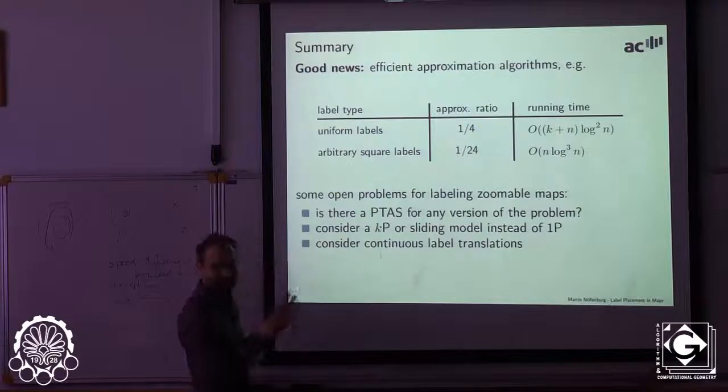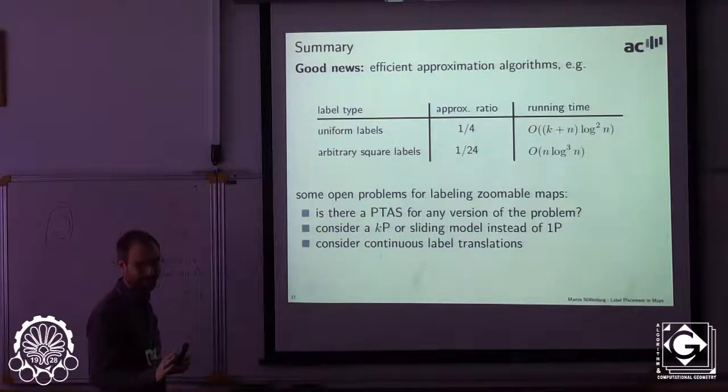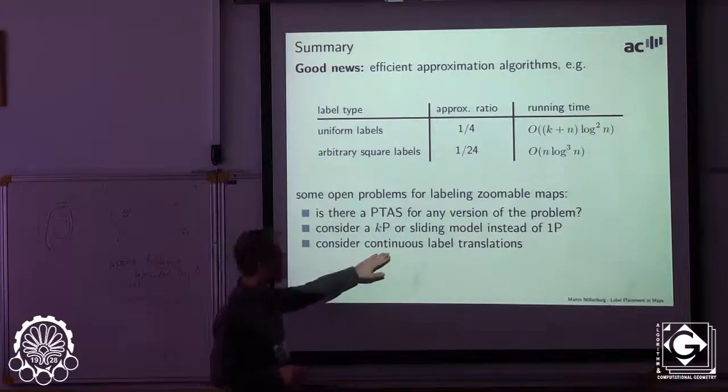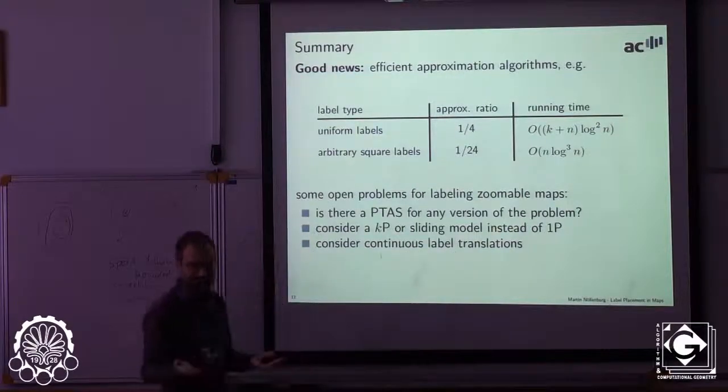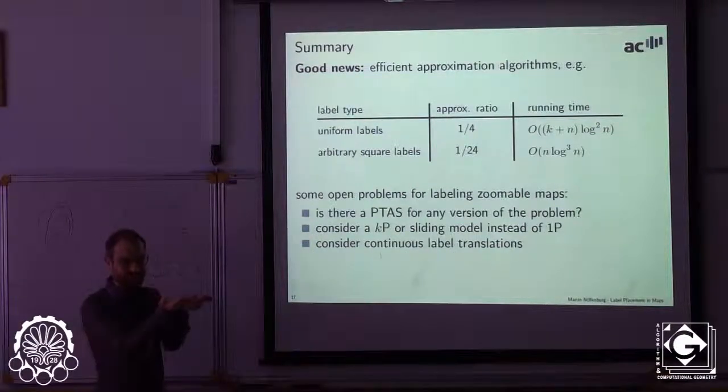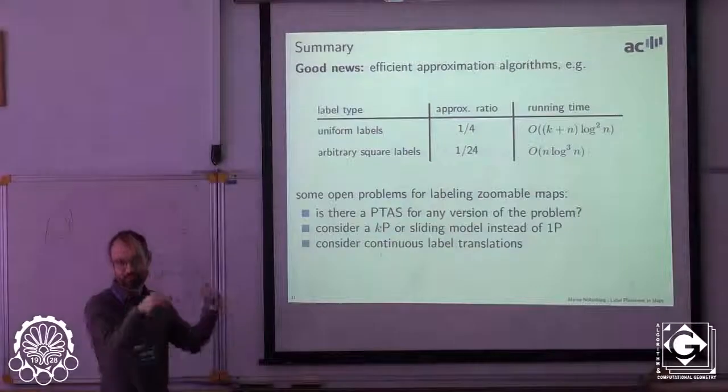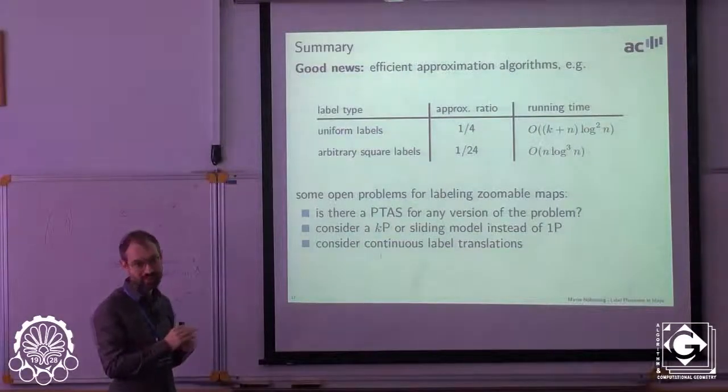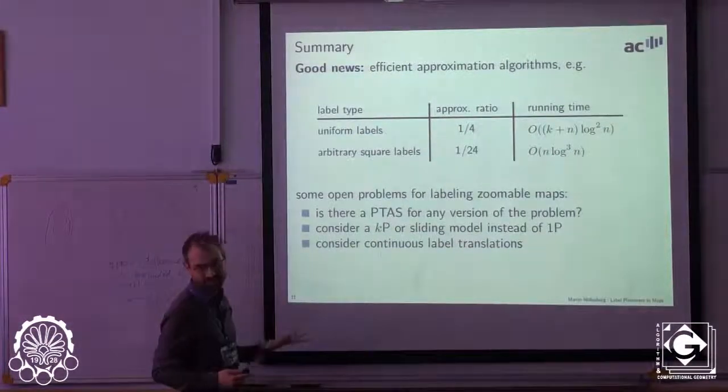And also we made this very strong assumption that labels cannot move at all. So what happens if you would allow continuous label translation? So you can imagine that at some point 2 pyramids start intersecting, but if there's space to move both labels to opposite sides, you could still keep both labels for a little while. Some models like this are also not yet studied well.